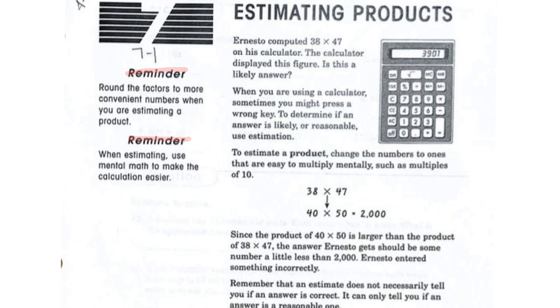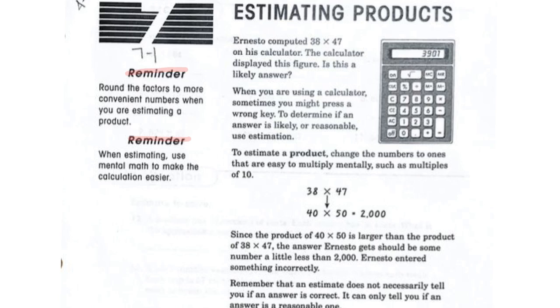So we have Ernesto computed 38 times 47 on his calculator. The calculator displayed this figure. Is this a likely answer? When you're using a calculator, sometimes you might press the wrong key. To determine if the answer is likely or reasonable, use estimation. To estimate a product, change the numbers to ones that are easy to multiply mentally, such as multiples of 10.